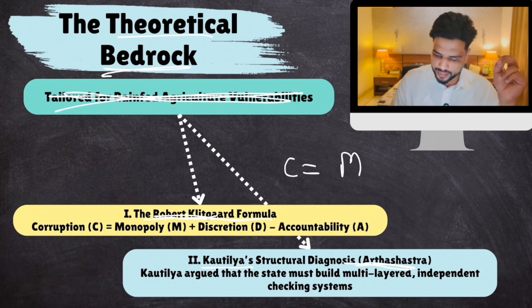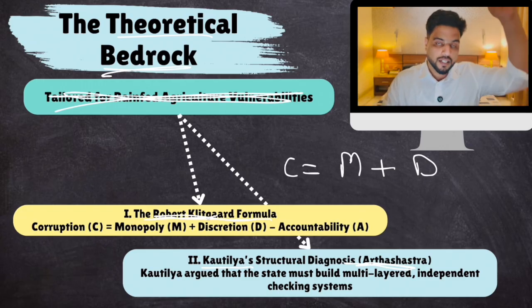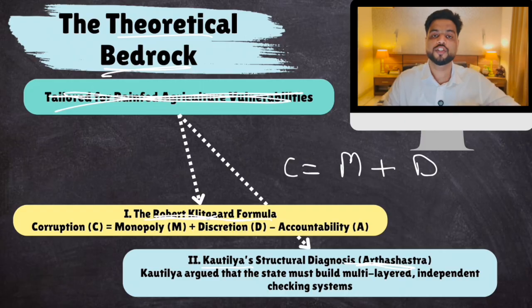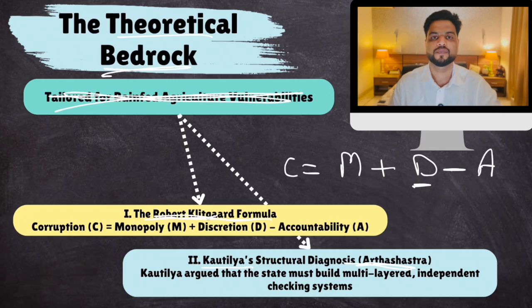Okay, so it is monopoly plus discretion. There are no rules in place. It's completely up to the decision of that bureaucrat. If there are certain rules in place in public offices, so that bureaucrats have to follow those rules, they can't use their own mind to allocate licenses. I'm just giving an example. That is discretion minus accountability.